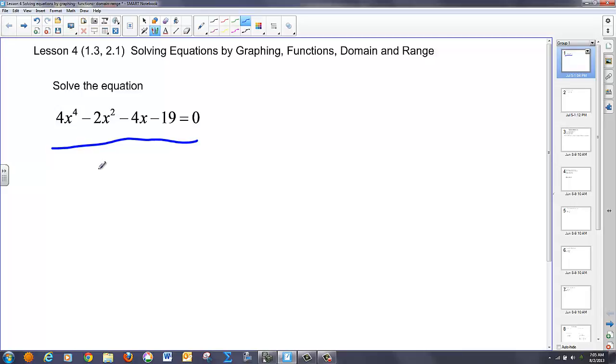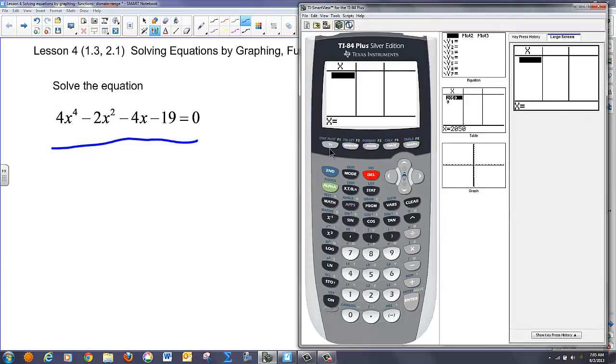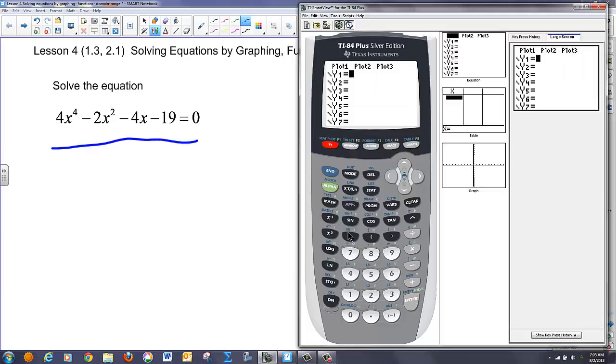So what we're going to do is find out how to graph this using a calculator. Fire that up, and we're going to want to go to our y equals screen and graph this. So in this case we have 4x to the fourth minus 2x squared minus 4x minus 19.